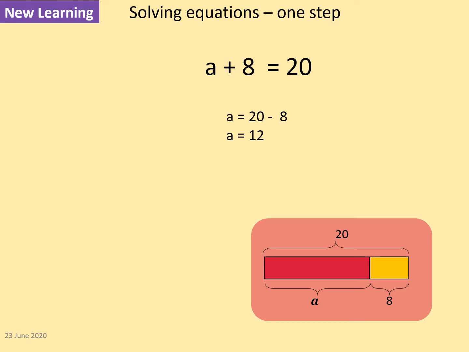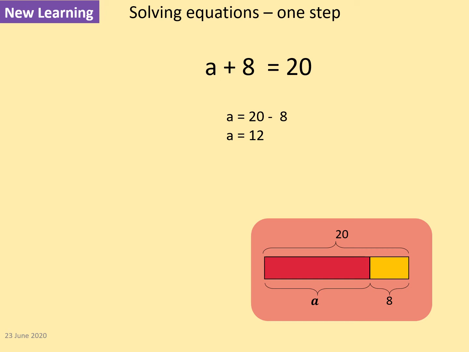So let's start solving a simple one-step equation. When I say one step, it means you have to manipulate the equation in one move to solve it. And in this case, we know that a plus 8 equals 20. Therefore, a would equal 20 minus 8. So a equals 12. You can see this in the diagram below, and this may help you understand this.